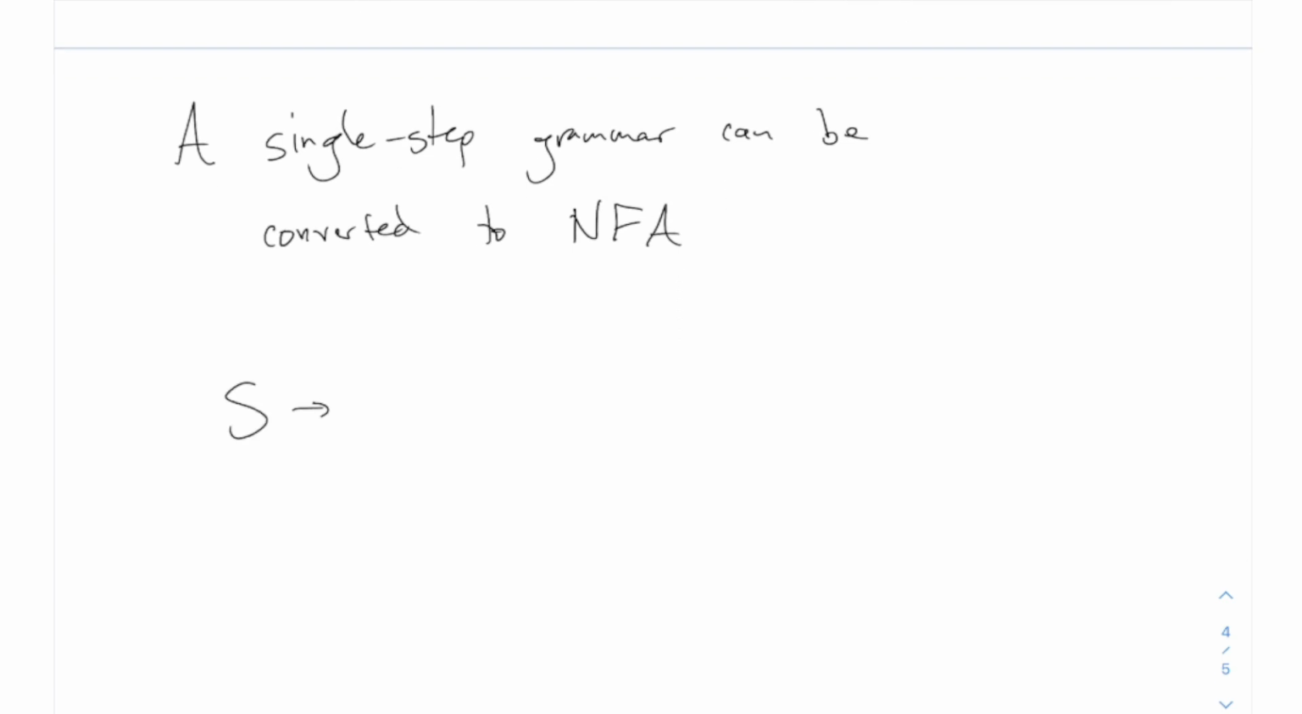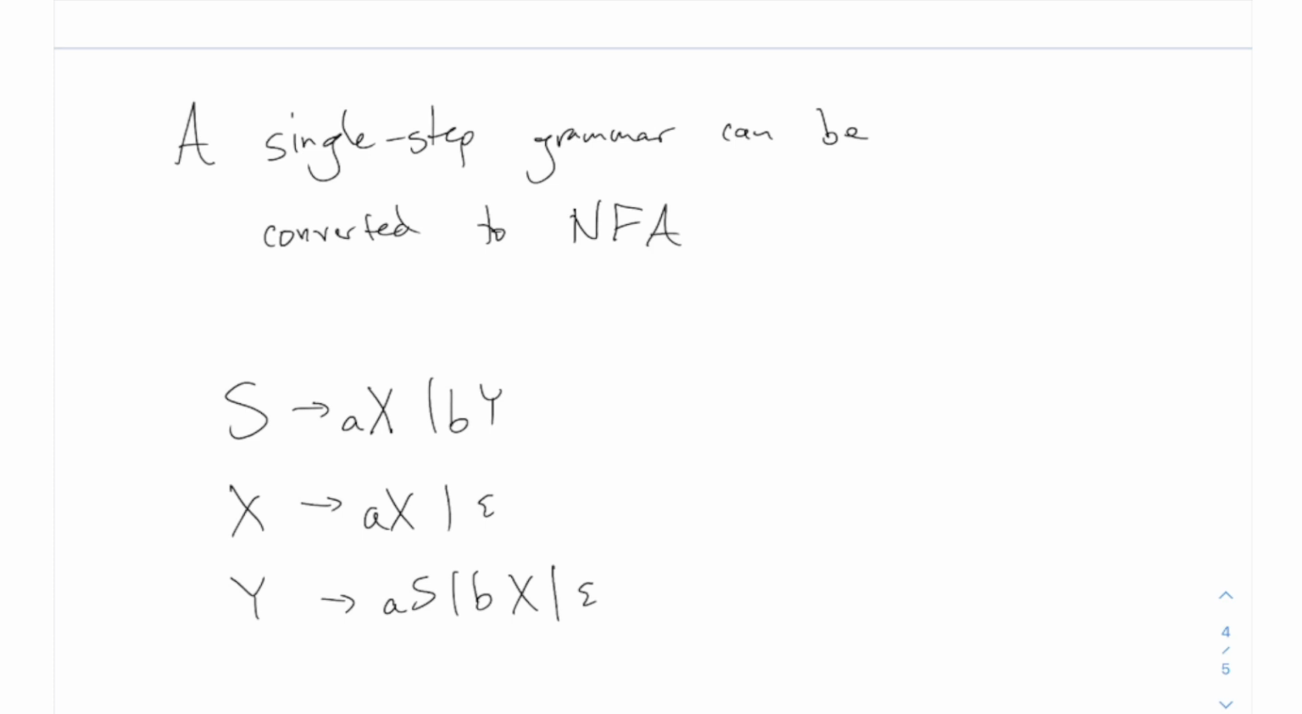How about this? I'll give you a single step grammar. Can you make it into an NFA? The answer is yes. You just have to read it the same way that we were talking about, only in reverse. Y goes to aS or bX or epsilon. All right? So starting with this grammar, make that into an NFA. You just do the same procedure, only the other way around.